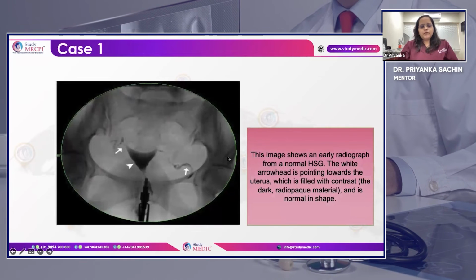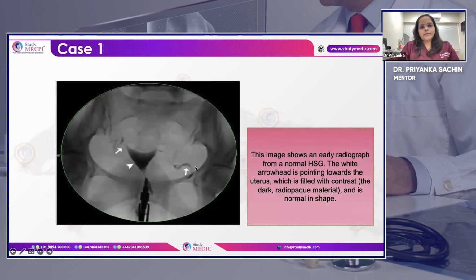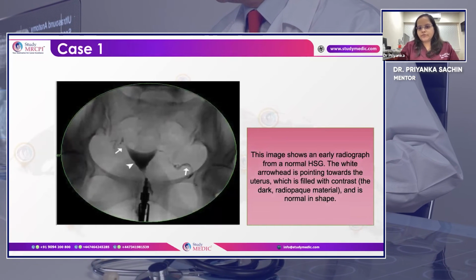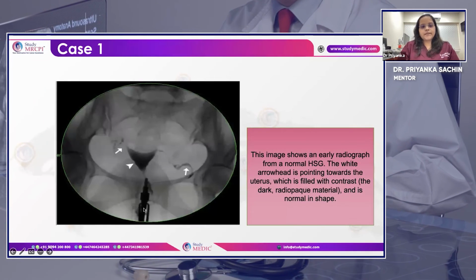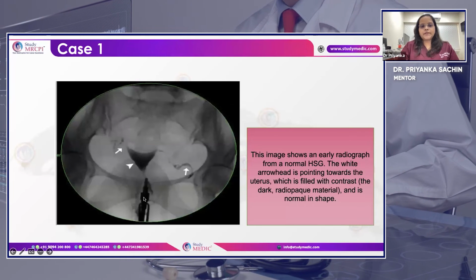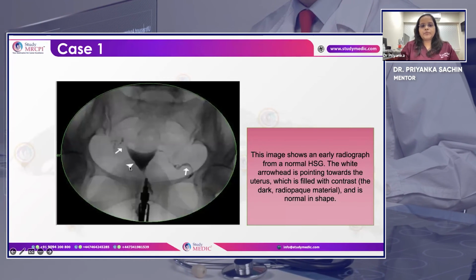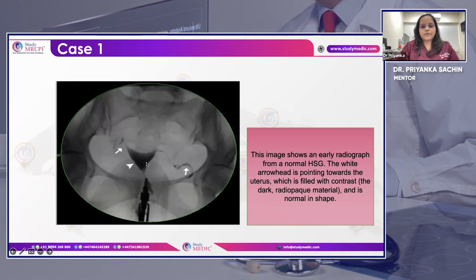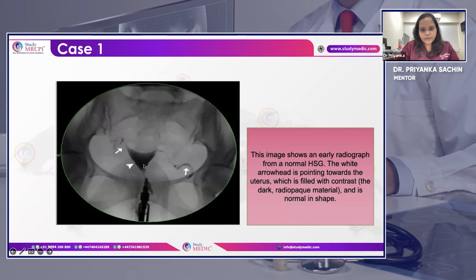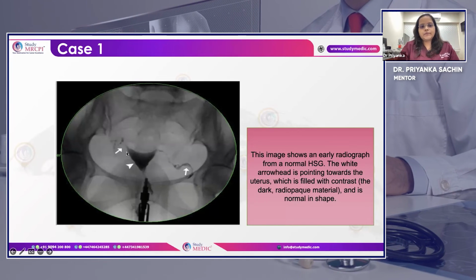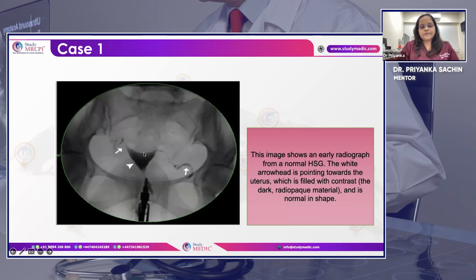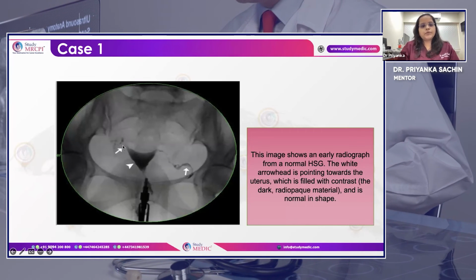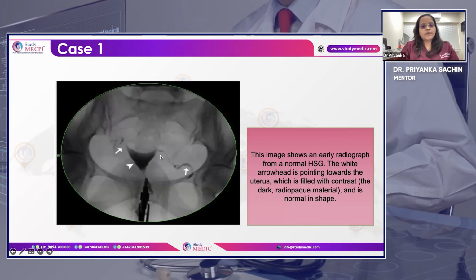Okay, so this is case 1, where the patient has had an HSG done for evaluation of infertility. Here we can see the cervical canal at the bottom, followed by the broad arrow, which shows the uterine cavity, which is filled properly, and there are no filling defects. Also the small arrows on both sides show that there is proper spillage of the contrast in both the tubes, and hence this is a normal HSG.